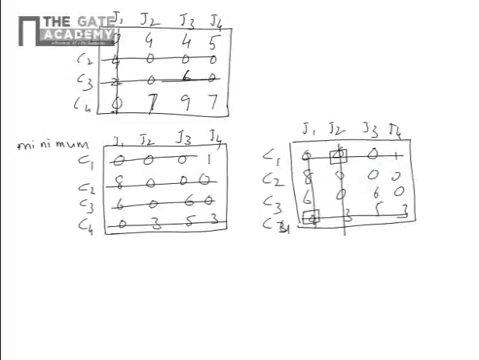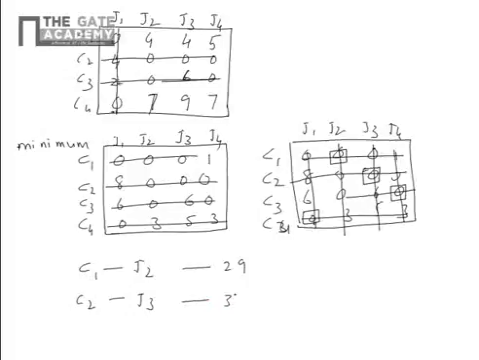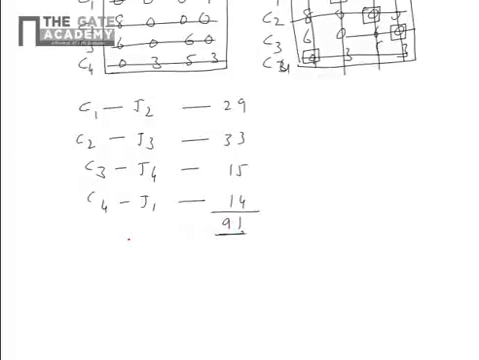Select this value and this value, cancel. This value is assigned, cancel this, and this value is assigned. So C1 to J2 is assigned, the value is 29. C2 to J3, the assigning cost is 33. Customer C3 is assigned to job J4, 15. Customer 4 is assigned to job J1, 14. After summing, 91 is the cost.